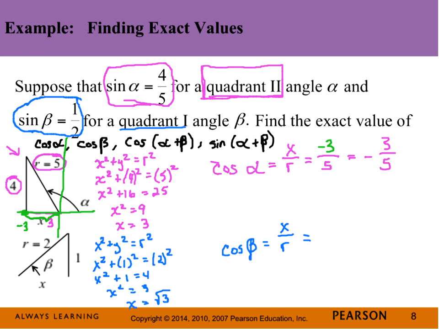When I plug that in for my cosine beta into the numerator, it's going to be a positive square root of 3 because it's living in quadrant 1. So I had to go to the right, which is the positive direction. So the cosine of beta is simply the square root of 3 over 2 there.